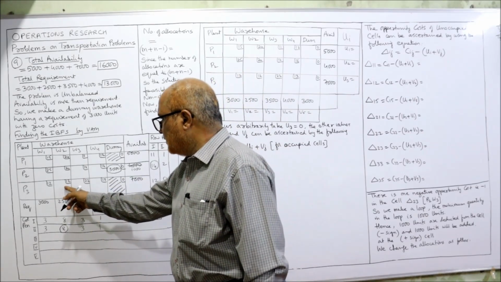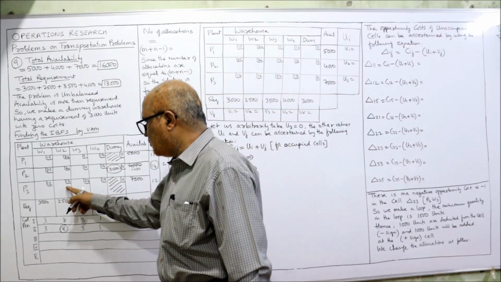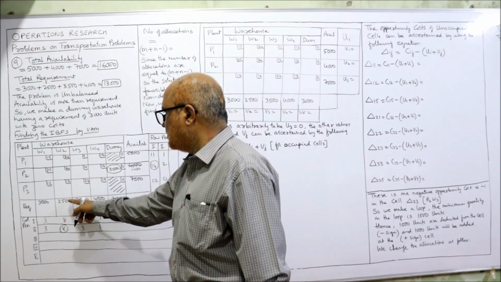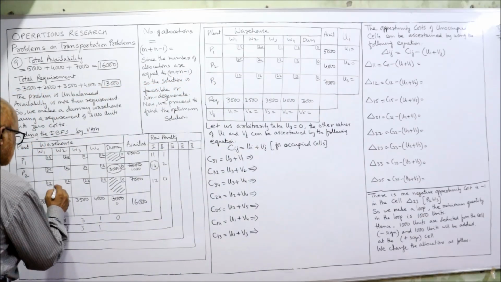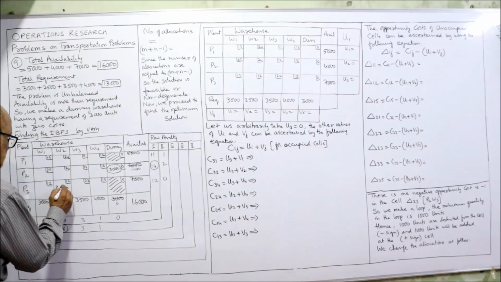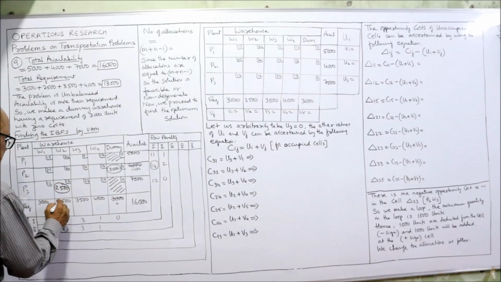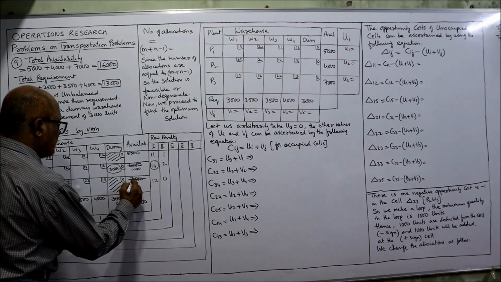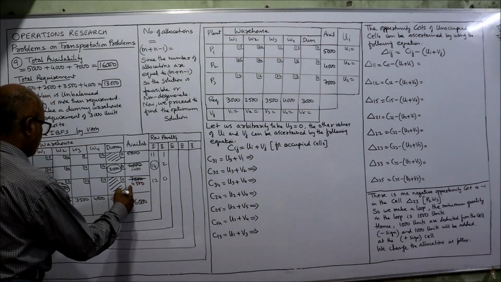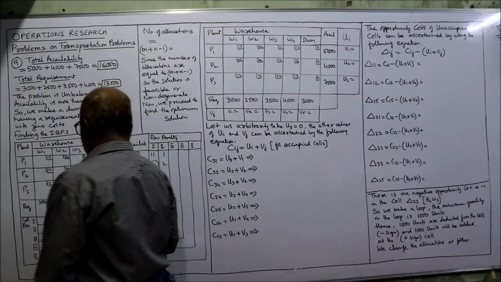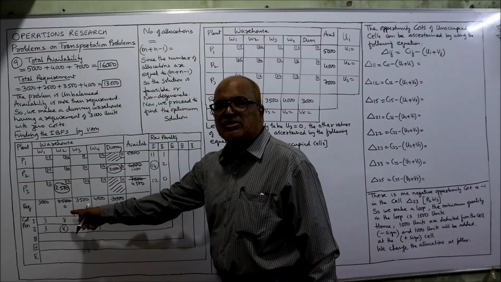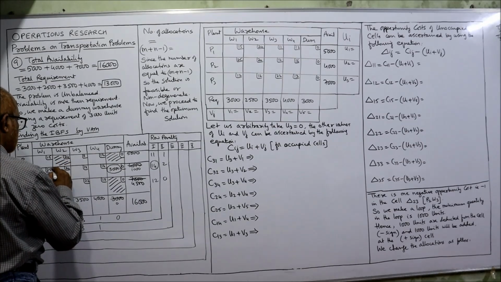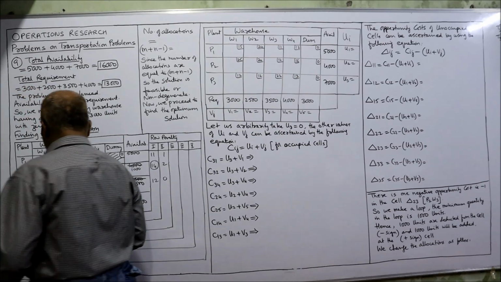In this cell, the row total is 7000 and the column total is 2500. Whichever is less, so 2500 is less. So I am allocating 2500 here. This will become 0 and 7000 minus 2500 will become 4500. The column has become 0. So block the column.